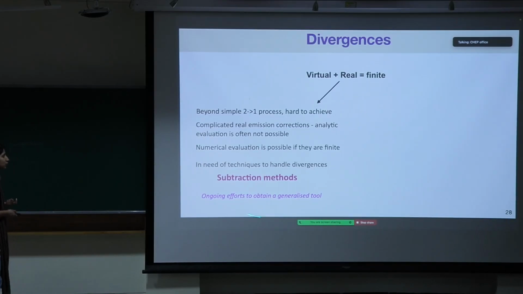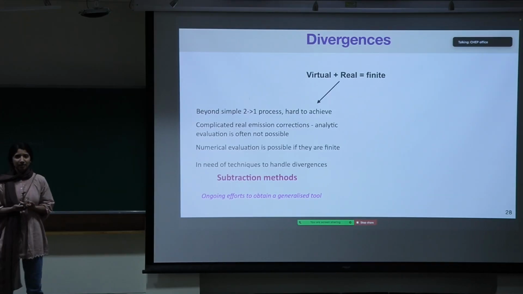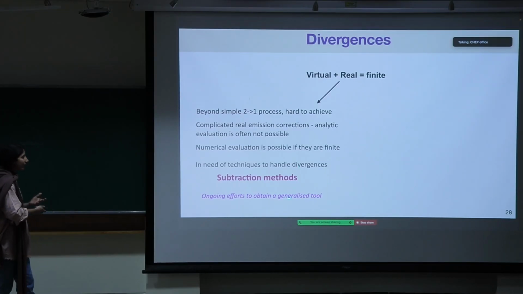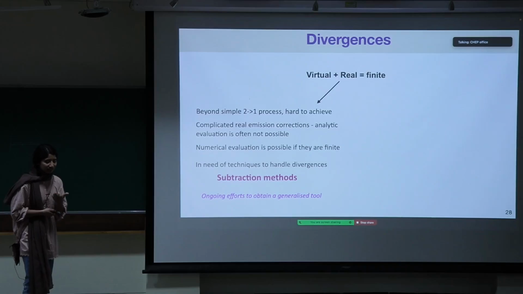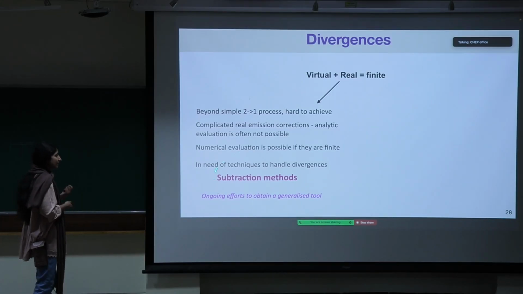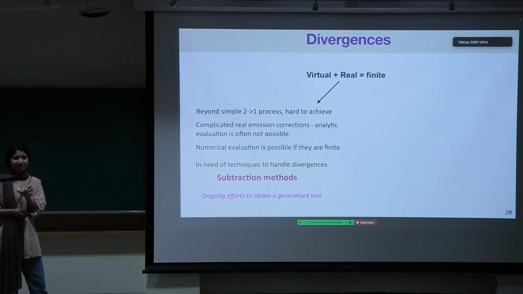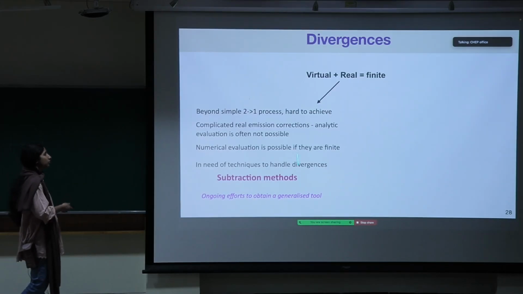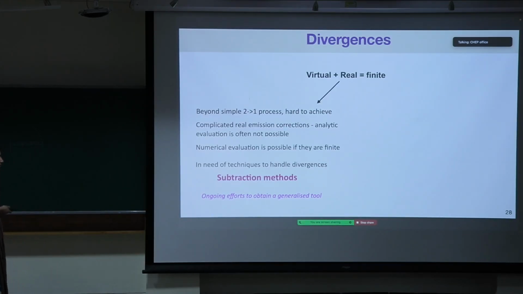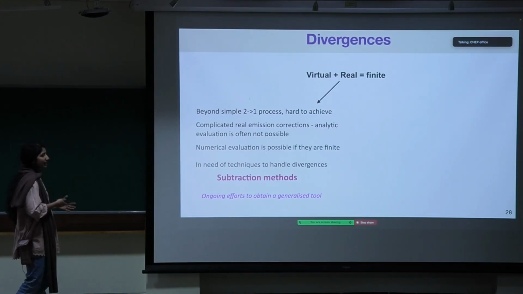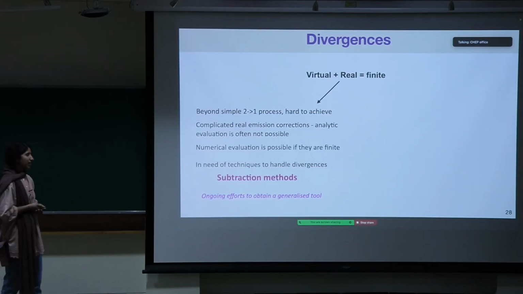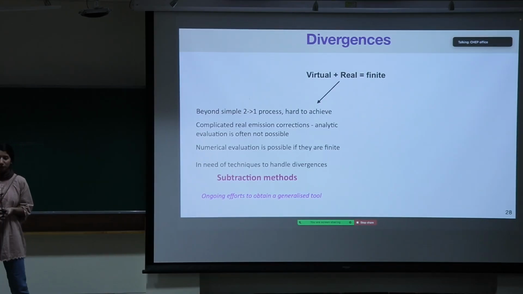And the general method to do that is known as the subtraction method, which basically takes care of these infrared divergences from the real emission such that it gives rise to a finite integrand, and we can actually do the numerical evaluation. I just want to mention that there are ongoing efforts to get a generalized structure for this subtraction. A little bit about that I will be talking about tomorrow.